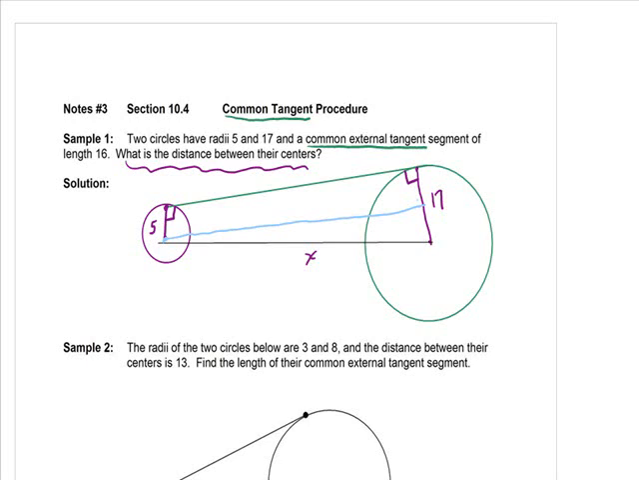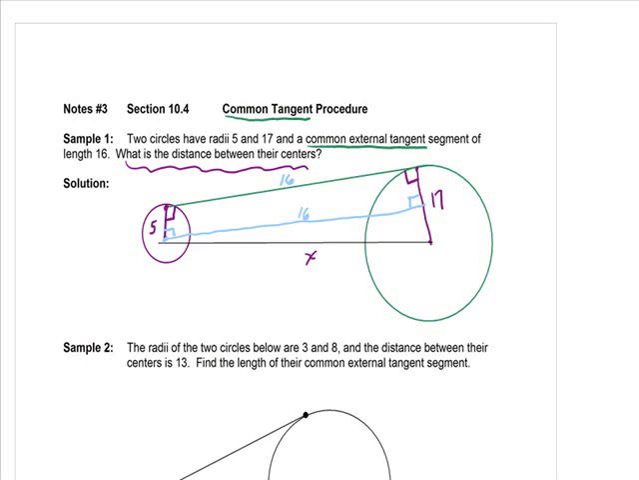Now if that is parallel, then all these are right angles, even if they don't look like them. I didn't fill in the length of my common external tangent. The problem gave us that the external tangent was 16. So if that's 16, then the segment I just drew in is also 16, because I really just drew in a rectangle.